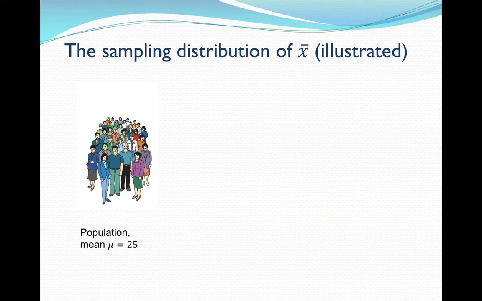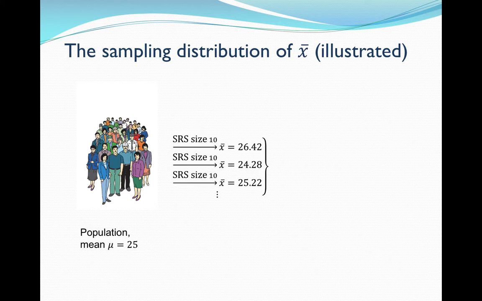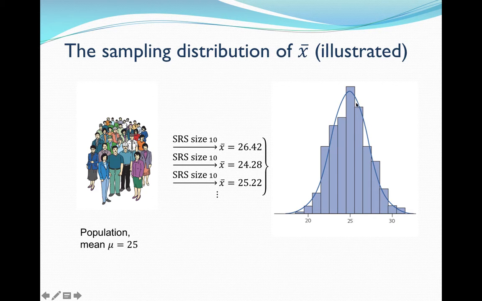So let's say I have a population of 25 people. I take a sample of size 10, and I get different x bar values. We know that our average is 25, so our distribution is going to be centered at 25, our sampling distribution, but our standard deviation is going to be a little bit different.